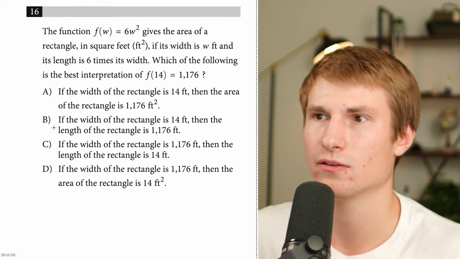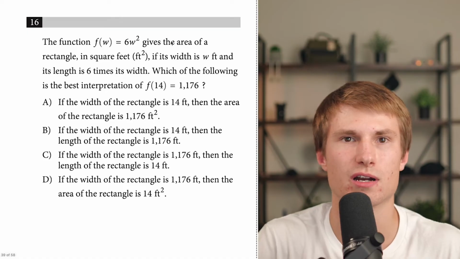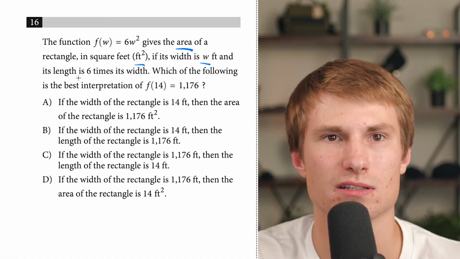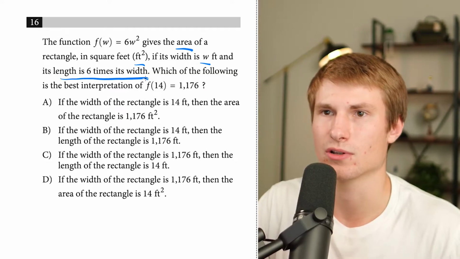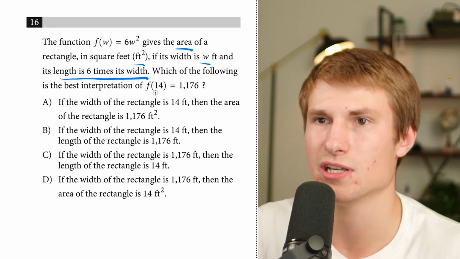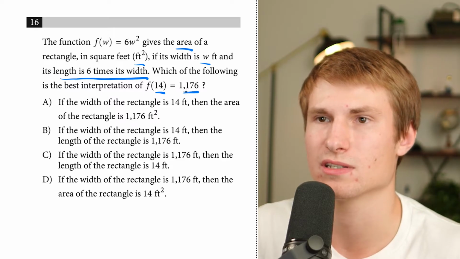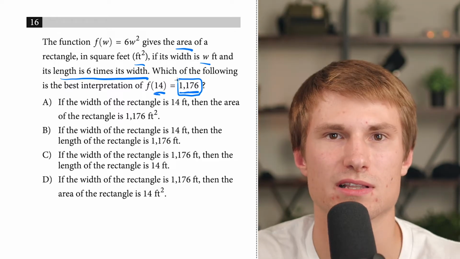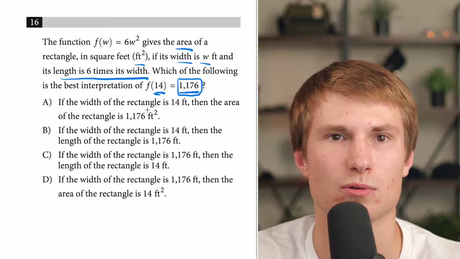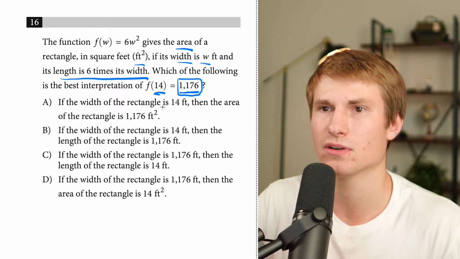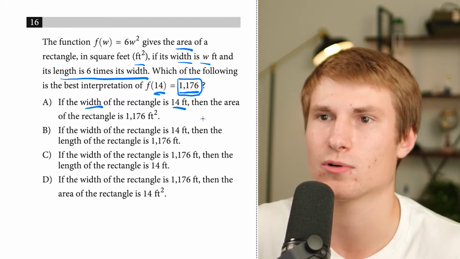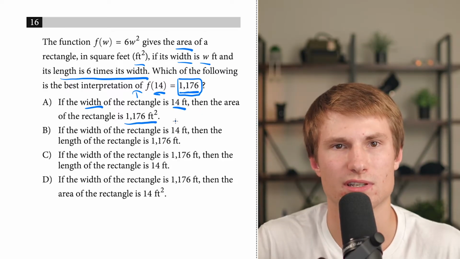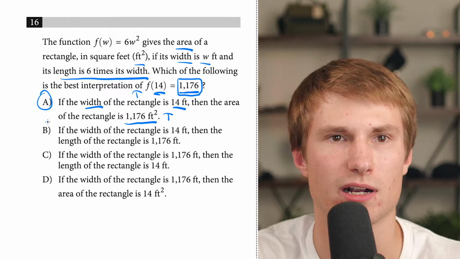We've got a function f of w equals 6w squared, which gives the area of a rectangle in square feet. Its width is w feet and its length is 6 times its width, in other words 6w. Which of the following is the best interpretation if f of 14 is equal to 1176? We know that this right here is going to be our area. f of 14 means that w is 14, so its width is 14. Option A: if the width of the rectangle is 14 feet. W being 14, that part is true. The second part is then the area of the rectangle is 1176. We know that is true as well, so A would be our correct answer.